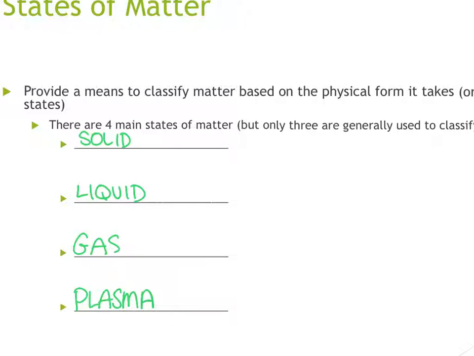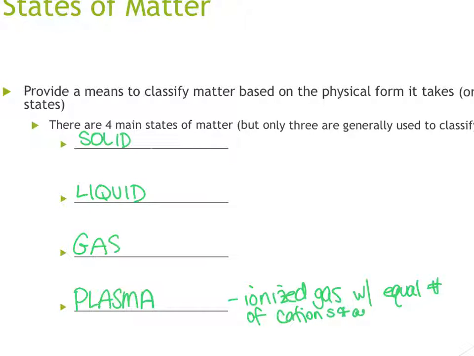For plasma, we'll start with plasma. Plasma is going to be an ionized gas with equal number of cations and anions. What's a cation? Anions. Yep. So equal number of cations and anions.